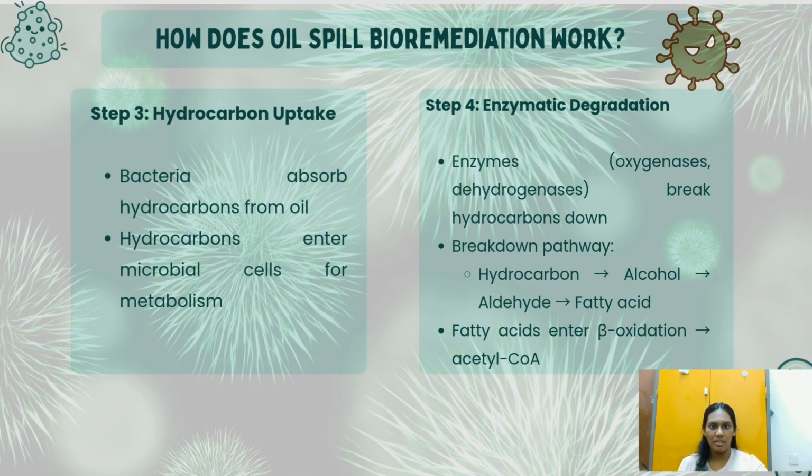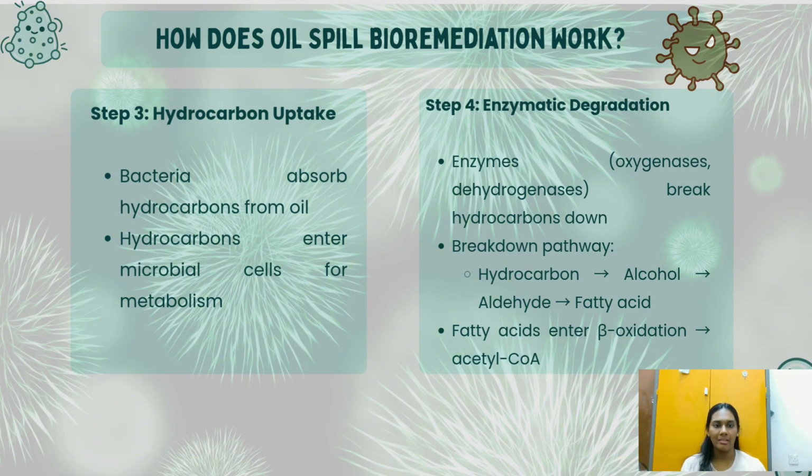Next is step 4, which is enzymatic degradation. What will happen inside the cell? Specifically, enzymes begin doing the actual breakdown work. Enzymes such as oxygenase and also dehydrogenase will convert the hydrocarbon into simpler compounds. The hydrocarbons are first converted into alcohol, then into aldehydes, and finally into fatty acids.